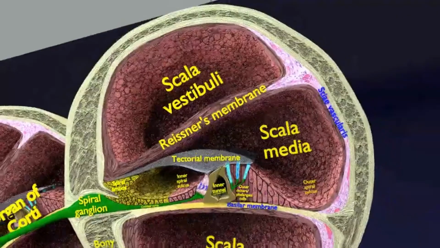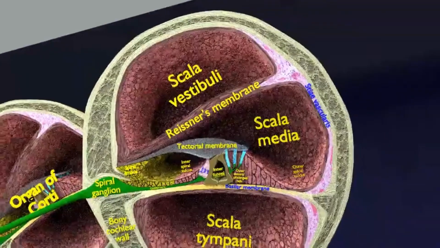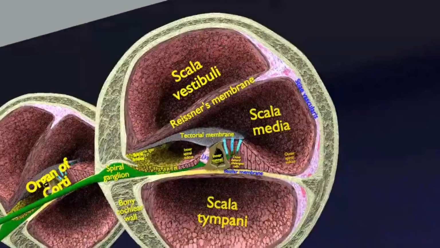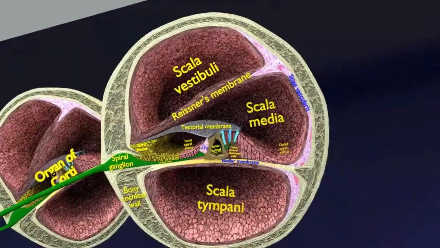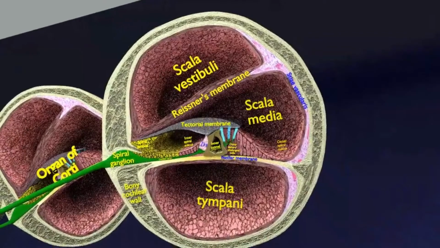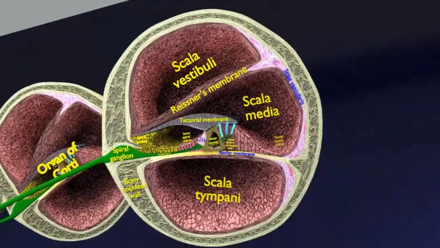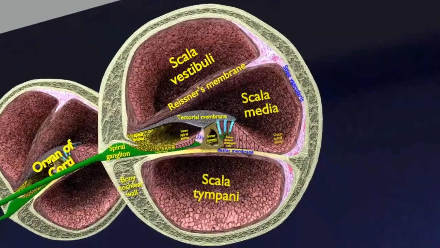Its base is formed by the osseous spiral lamina and the basilar membrane. The side of the triangle is formed by two tissues that line the bony wall of the cochlea, the stria vascularis, which lines the outer wall of the cochlear duct, and the fibrous spiral ligament, which lies between the stria and the bony wall of the cochlea.